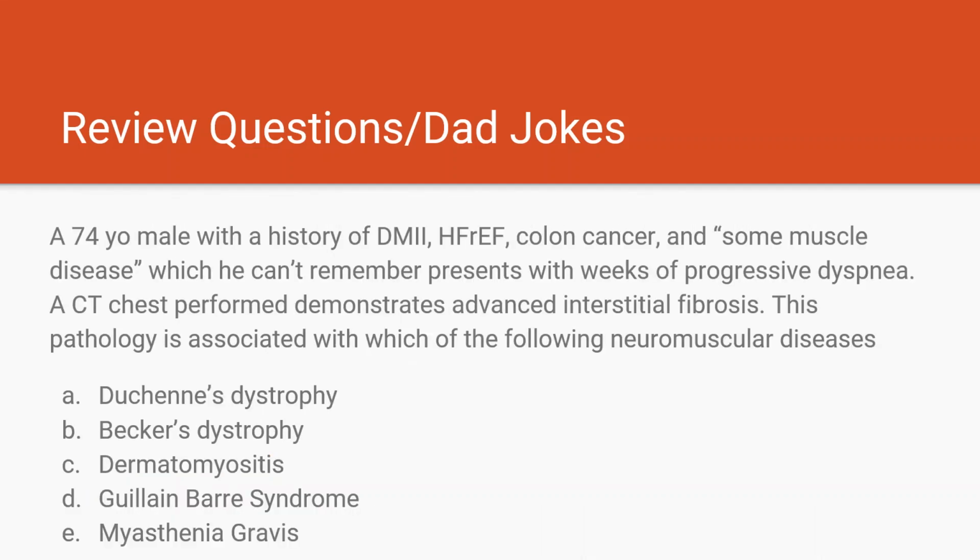Okay, last question. A 74-year-old male with a past medical history of diabetes, HFrEF, colon cancer, and quote-unquote some sort of muscle disease, which you can't remember, presents with weeks of progressive dyspnea. A CT chest performed demonstrates advanced interstitial fibrosis. This pathology is associated with which of the following neuromuscular diseases? Is it Duchenne's muscular dystrophy, Becker's muscular dystrophy, dermatomyositis, Guillain-Barré, or myasthenia?